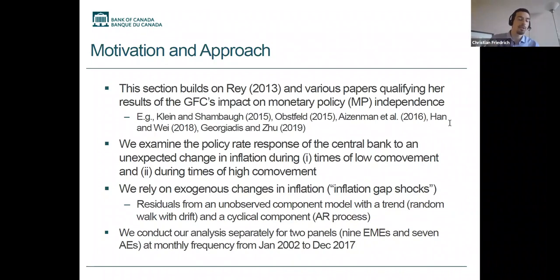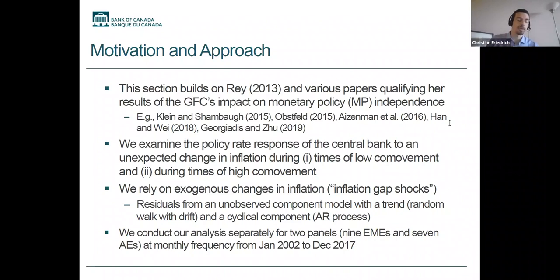And we construct here a relatively exogenous change in inflation. We call this an inflation gap shock. It's basically a residual from an unobserved component model with a trend and a cyclical component. And we take the residual, which is an unexpected movement in inflation.